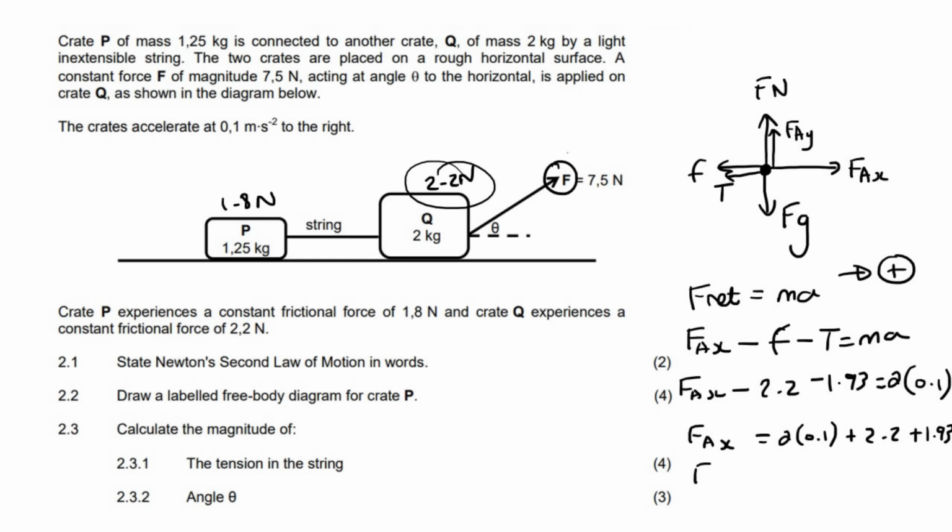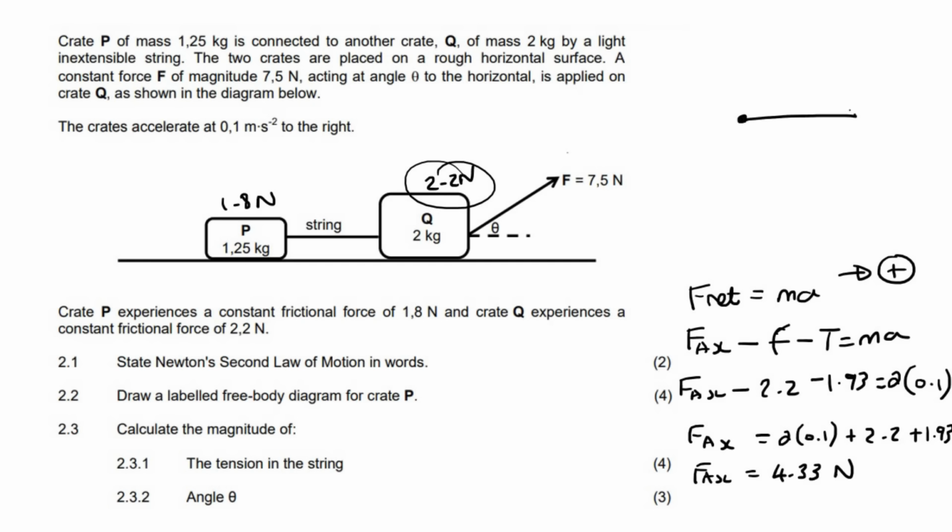And that'll give us F applied in the X direction as 4.33 newtons. Now, this is going to help us, because now we can construct a little triangle over here where we know that this is now 4.33 and we know that this is 7.5. So if I make the triangle a little bit bigger, then you've got 4.33, then you've got 7.5, and then you can just close it off, and then we can work out the angle using trigonometry.